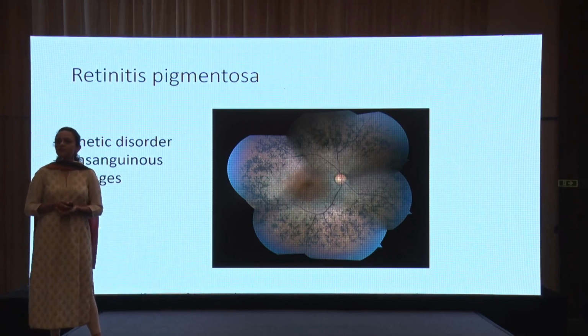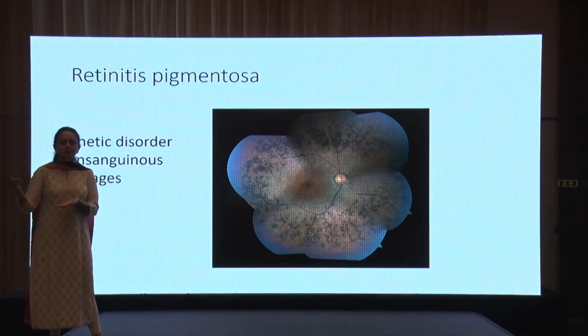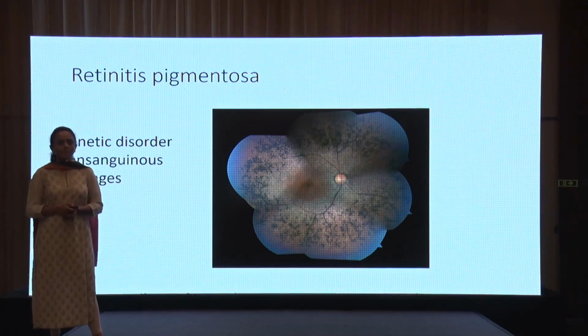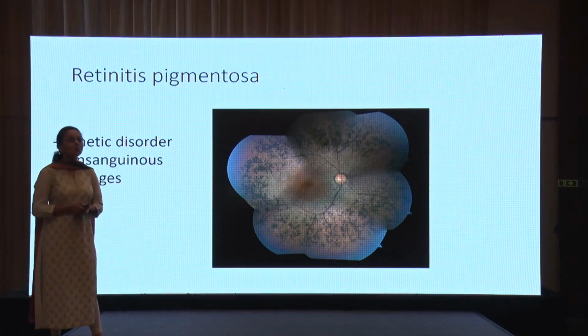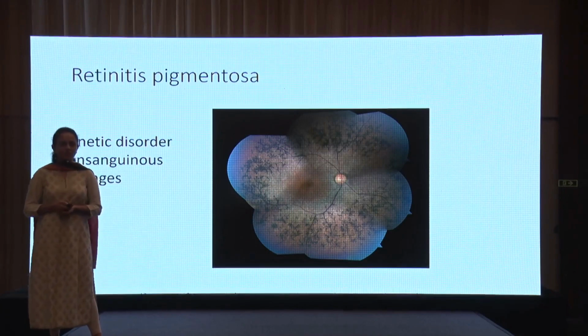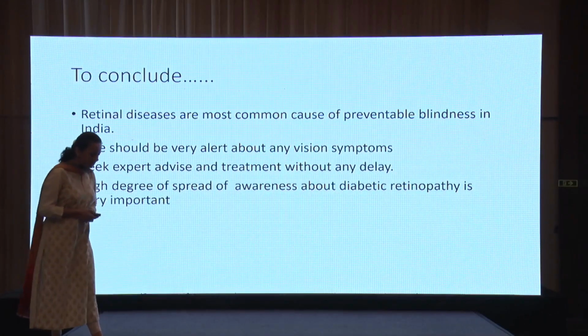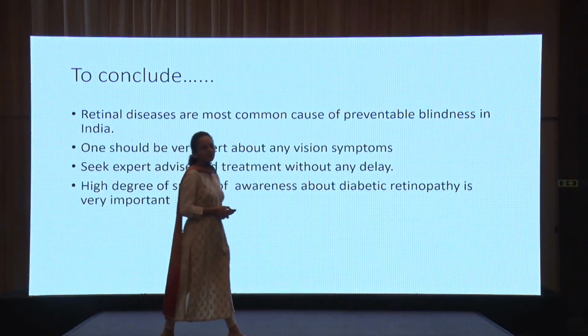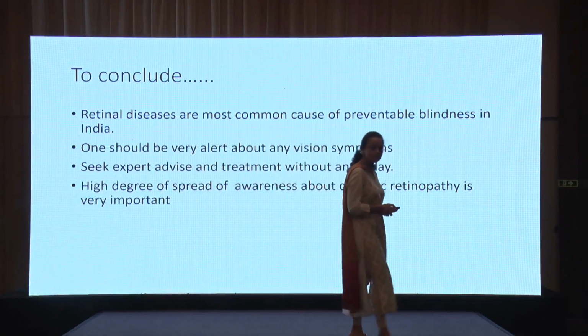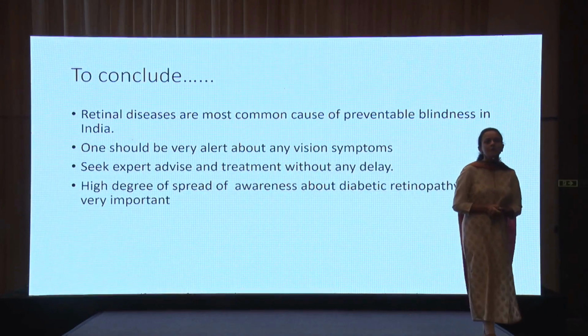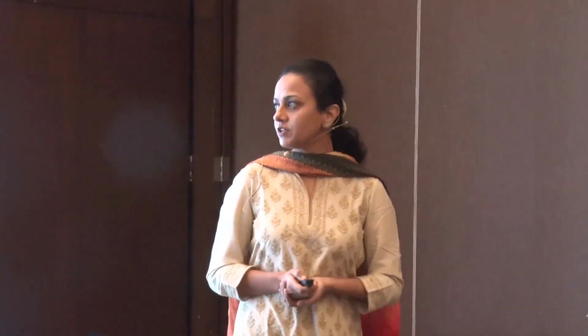What we do is give some multivitamins and vitamin A treatment to delay the progression of the disease, but we cannot halt the disease altogether. So prevention is the best strategy which we can apply as far as this disease is concerned. So to conclude, the retina is a very, very delicate organ, and most of the blindness, and preventable blindness, occurs because of retinal disorder.